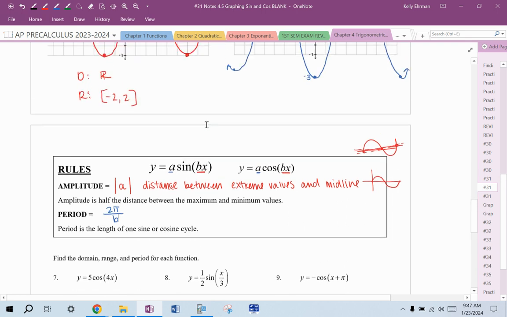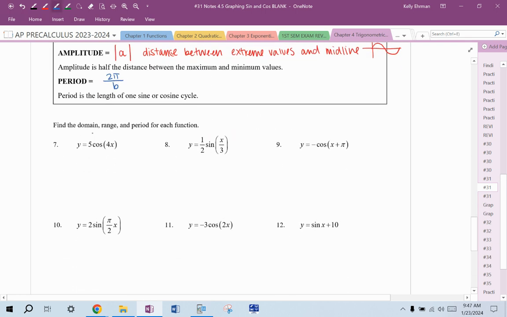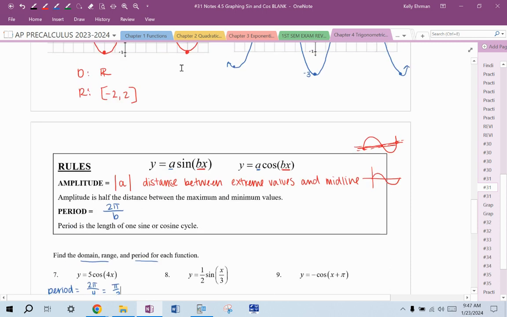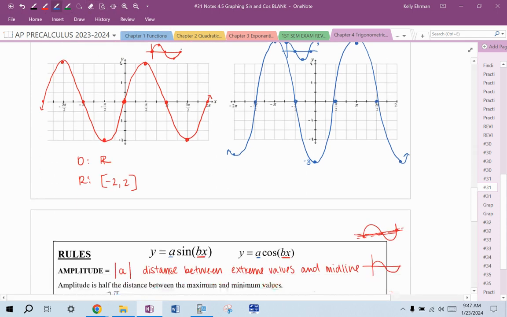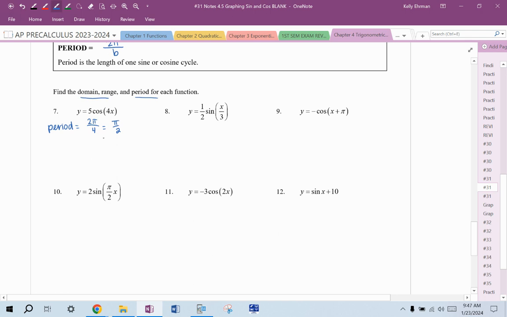So if we take a look at these rules, find the domain, range, and period for each function. So let's start with the period. So the period here is 2 pi divided by 4, which is pi over 2. So this means the entire cosine graph is going to be skinny because it's going to fit within pi over 2 units. The whole thing will fit in here. That's because a dilation factor of 4 or of 1/4 is going to be a horizontal shrink.